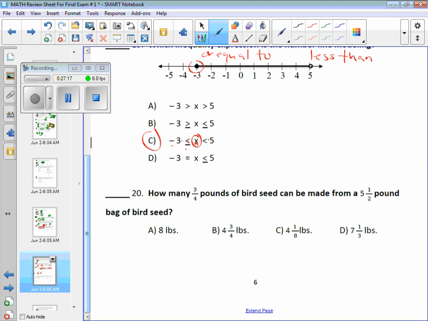Scantrons. Just put it on my desk. Thank you. Again, for number 20, how many of you got it right?